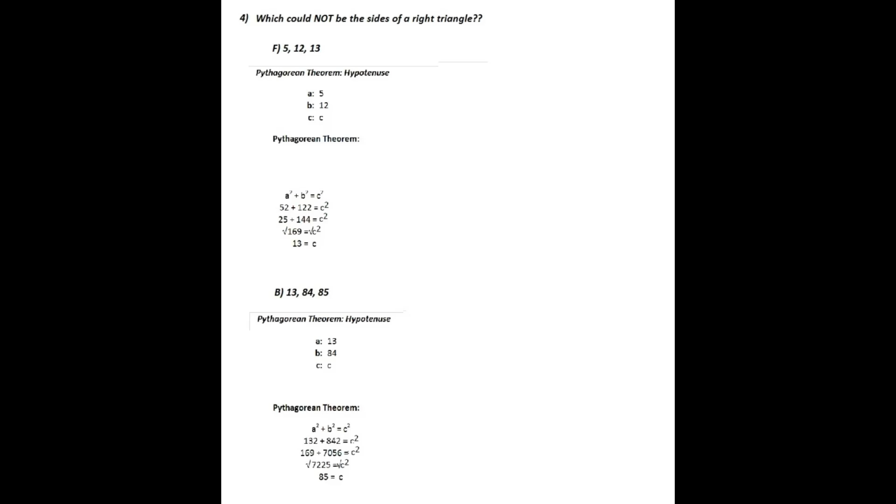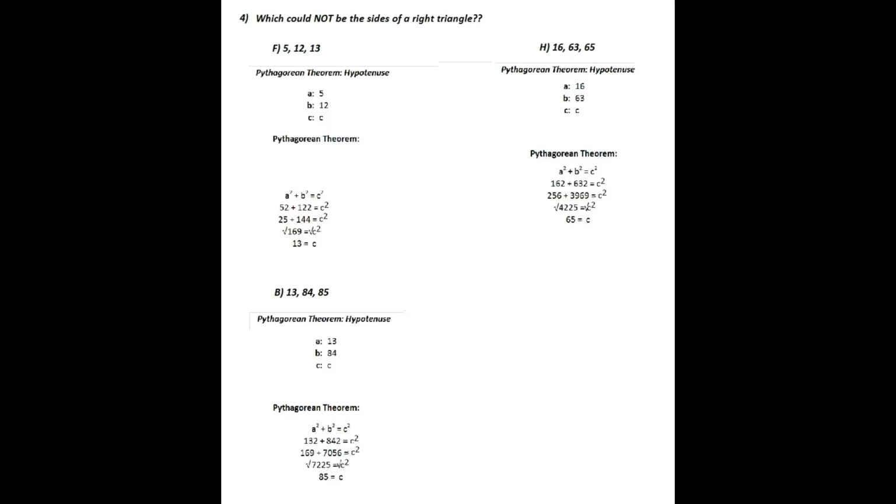So if I plug in 13 and 84, do I get 85 as my answer? Yes, I do. Using 13 as A and using 84 as B, when we work through the theorem on our own, we get 85. And yes, G is a possible right triangle with sides of 13, 84, and 85.